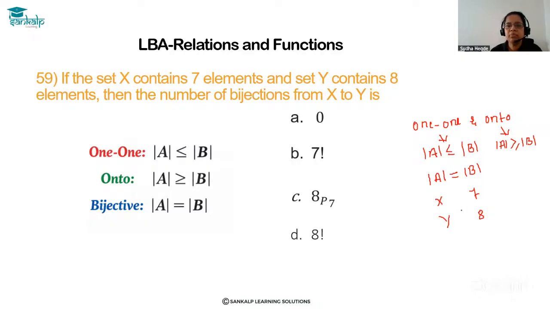Got it right? First of all, you check number of elements in domain and codomain. If they are equal, then only bijection is possible. Otherwise, bijection is not possible. So in this case, bijection is not possible. Therefore, option A, 0 is the correct answer. Okay, got it right? Thank you.